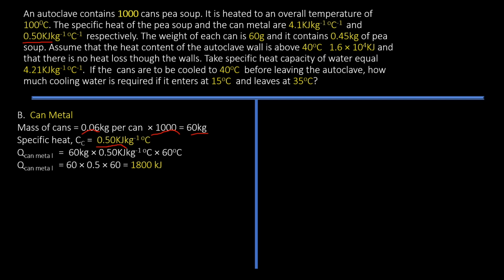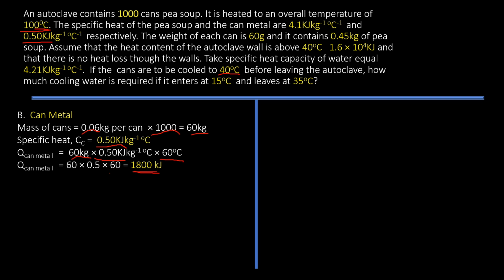The change in temperature, because this temperature is for both the can and the pea soup, they were both heated to 100 degrees Celsius. That is, the pea soup was heated to 100 degrees Celsius, and the cans were also heated to 100 degrees Celsius. So both of them are to be cooled to 40 degrees Celsius. So we have calculated the change in temperature, and it gives us 60. If you substitute that into the formula, that is Q, which is heat loss from the can, equals mass times specific heat capacity times change in temperature, just as you can see here. By the time we calculate that, we arrive at 1800 kilojoule.